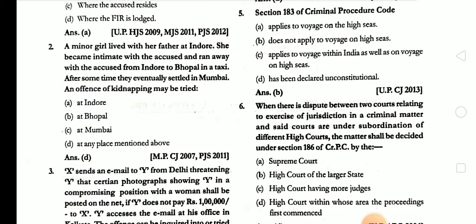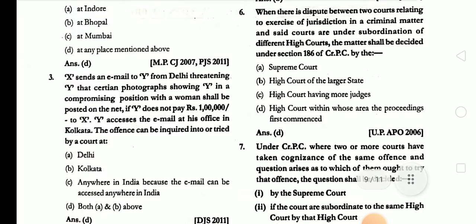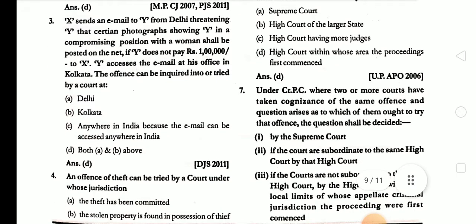Next question: X sends an email to Y from Delhi threatening Y that certain photographs showing Y in a compromising position with a woman shall be posted on the net if Y does not pay 1 lakh to X. Y accesses the email at his office in Kolkata. The offence can be inquired into or tried by a court at. Answer will be A and B, Delhi or Kolkata.